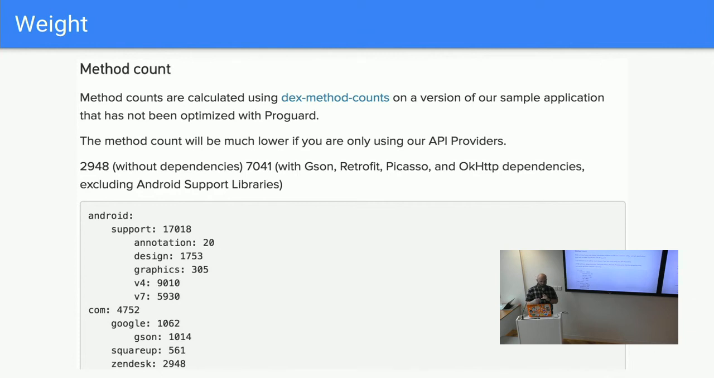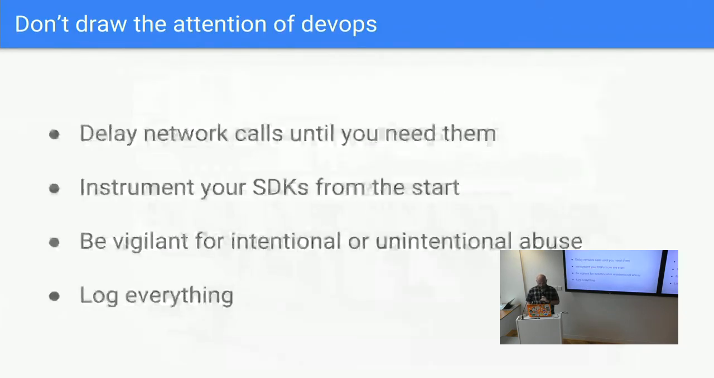And then if you include the common ones, about 7,000, and then more if you have Android support. Now, as it happens, the dependencies will be shared between the app and the library that's using it. So if both of you are using Android support, then you'll have no net effect on the method counts. Another thing is, delay any network calls that you have until you absolutely need them.